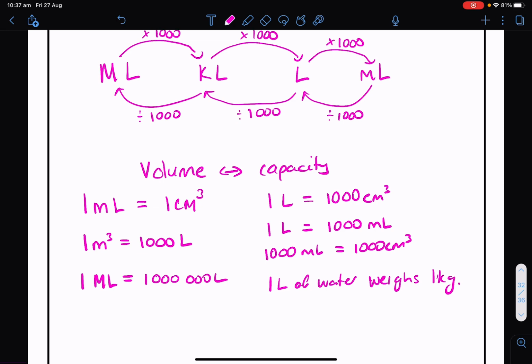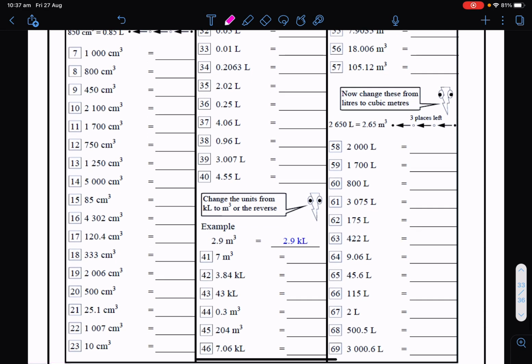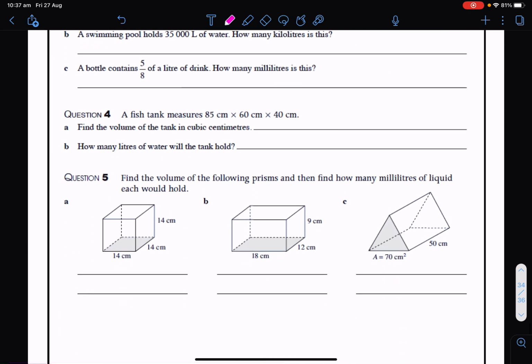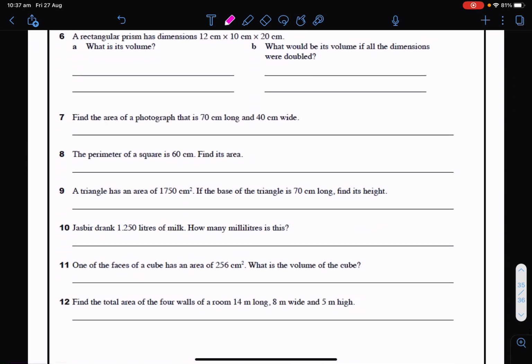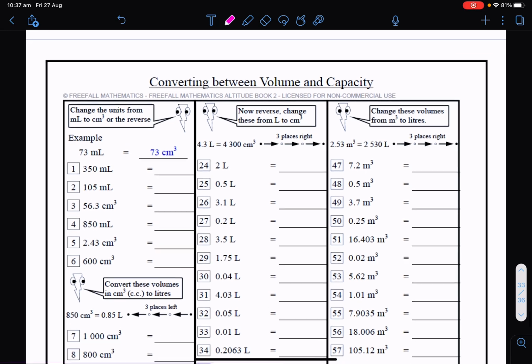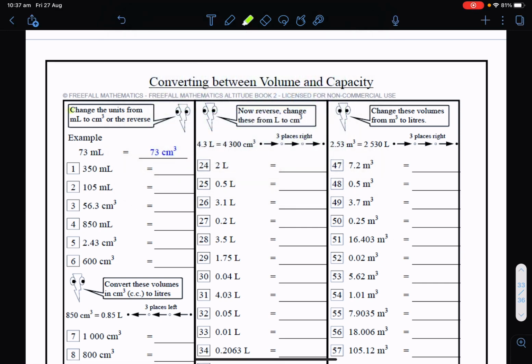So if we go on to the next page, we've got converting between volume and capacity here on this page, and each of the little boxes tells us what to do. I'll go through that with you in a moment. Then on this page here, we have a few more conversions. We have some worded questions, and then we have some worded questions on the last page as well. So let's go through and have a look at these. So remember, these little boxes at the top are always the part where we're looking for our information. So let's have a look here. It says, change the units from mils to centimetres cubed or the reverse.